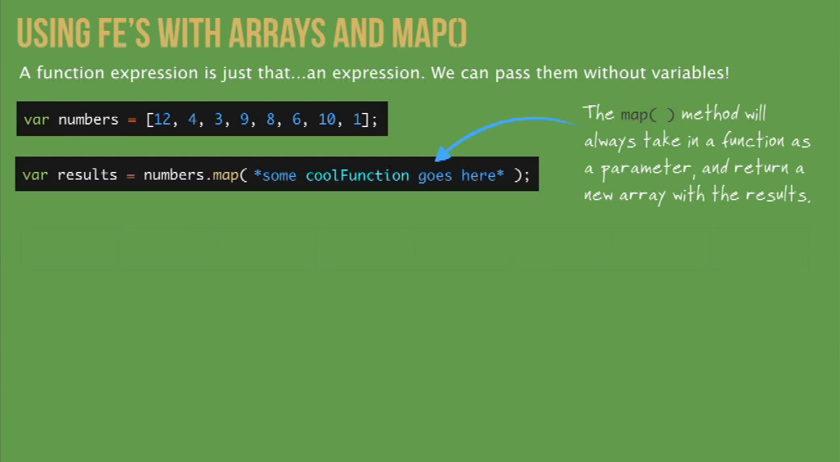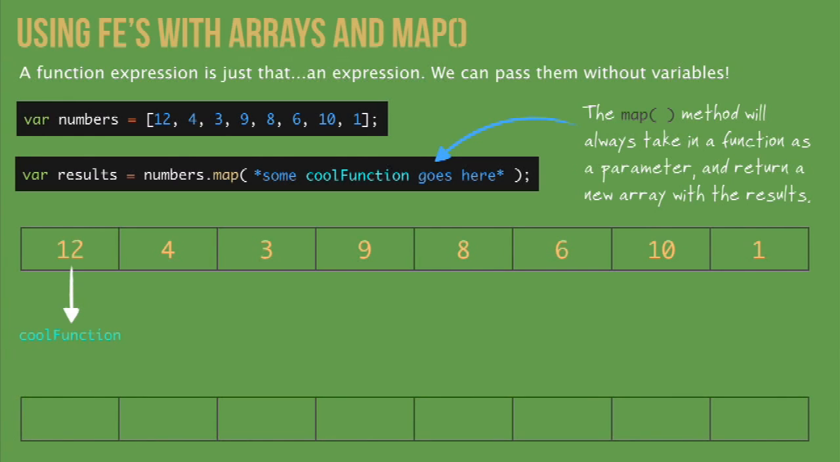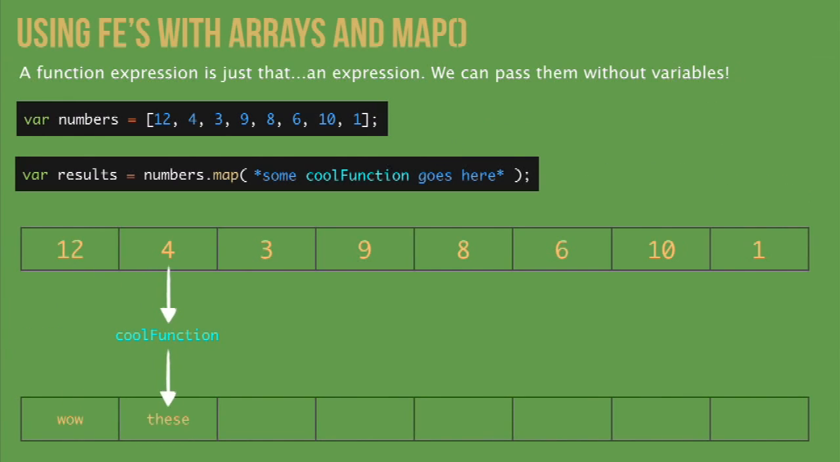So check this out. Here is the visual impression of our numbers array with each of the numbers inside of its own cell. And what the map method does is it takes our cool function and applies it to every single cell. Whatever cool function does, it does it to each one of the cells in turn. So you can see that our cool function here, whatever it may do, it gives us words in our final array that says, wow, these are some pretty cool results.